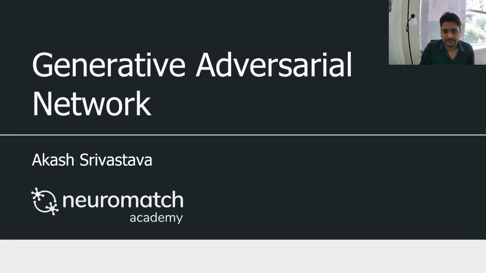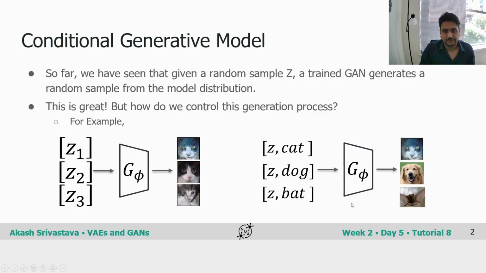Hi again. Now that we know about GANs and how to train them and how they relate to other generative models, let's meet some interesting variants of GANs in this lecture. So far, we have only seen GANs that take a random noise sample and generate a random cat face, for example. But how can we control this generation process?